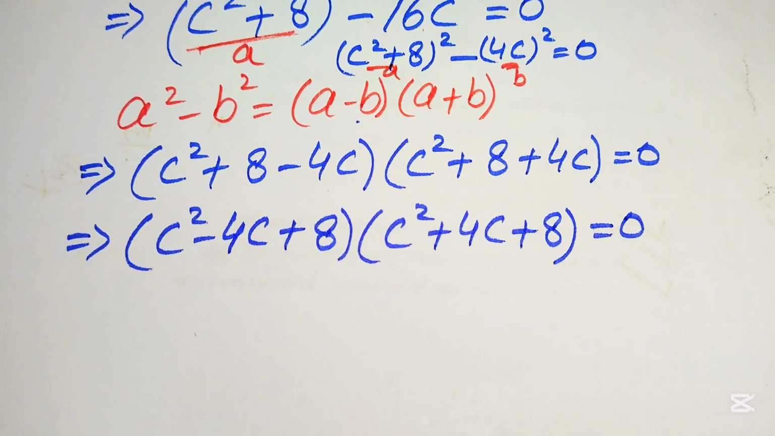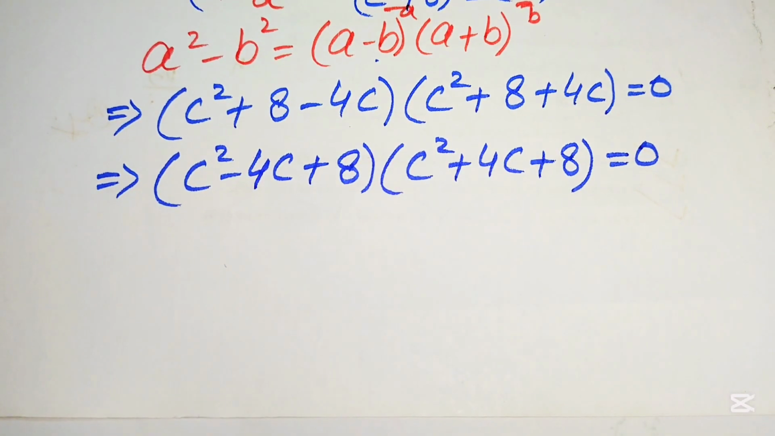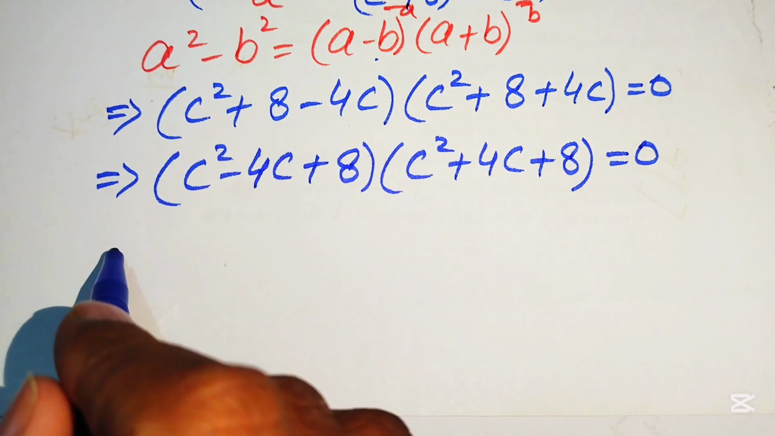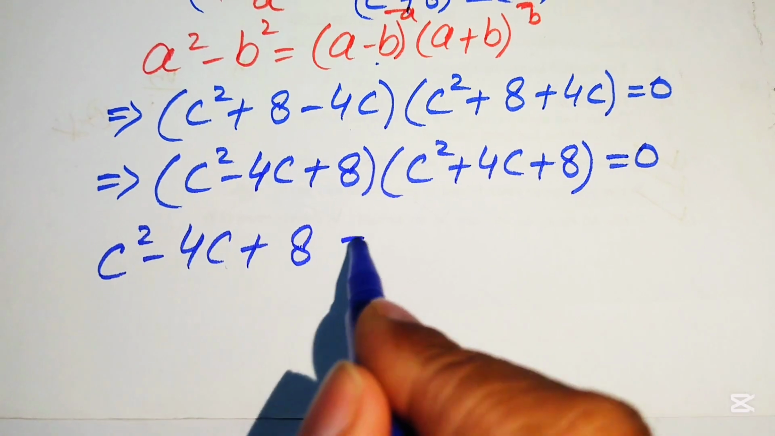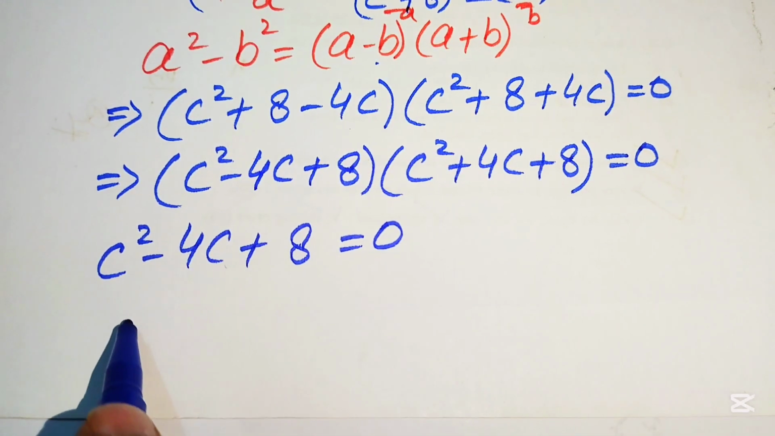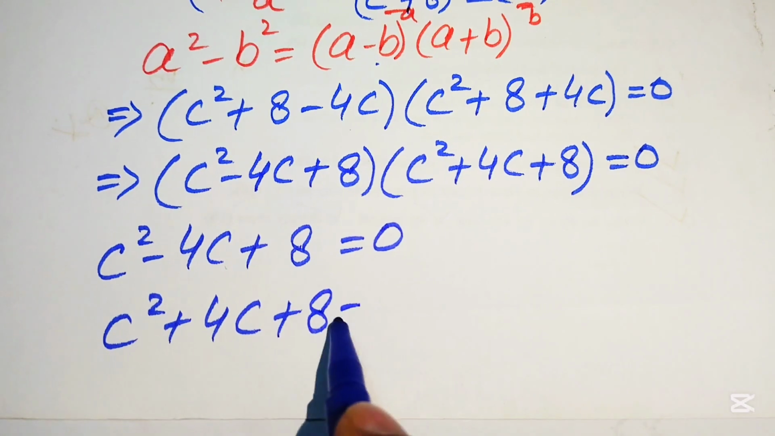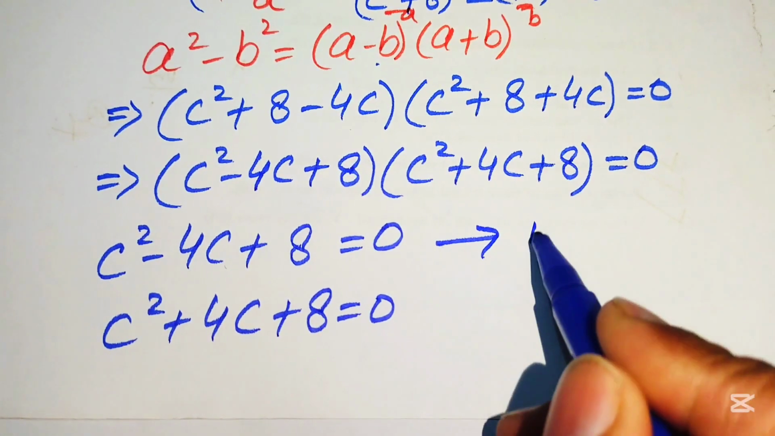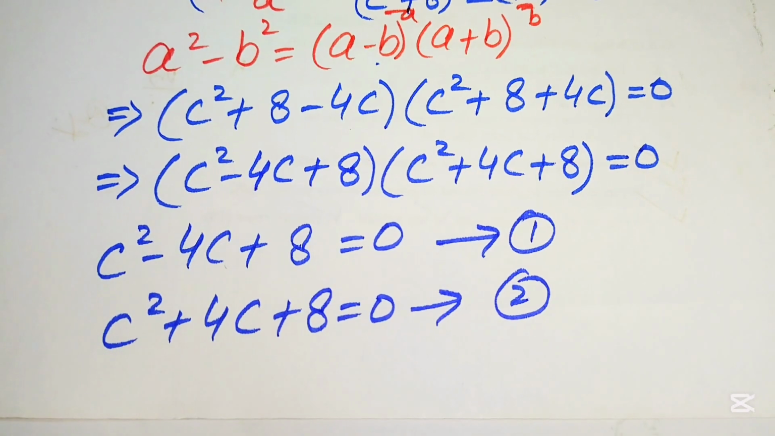So here we have two factors, these are multiplied by each other. So here we divide this equation into the two cases. Our first case is c square minus 4c plus 8 equals 0, and the second case is c square plus 4c plus 8 equals 0. We call this our equation number 1 and this our equation number 2. So here we need to solve these two equations.